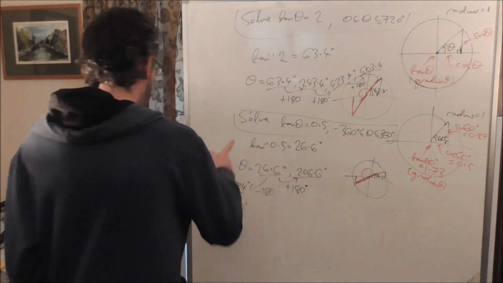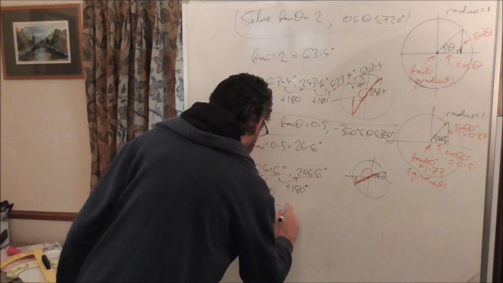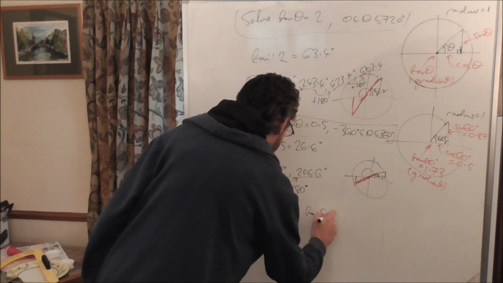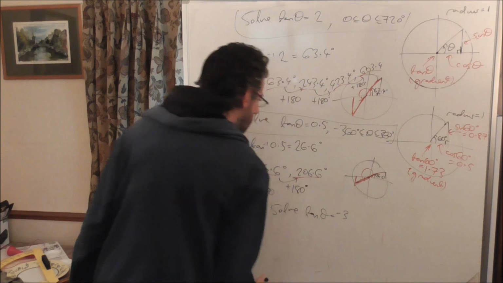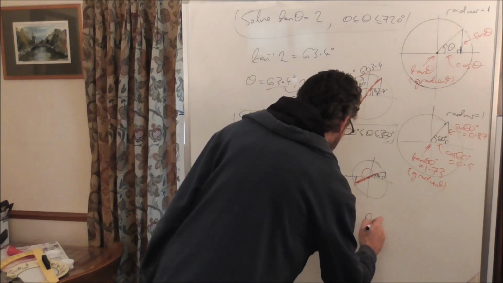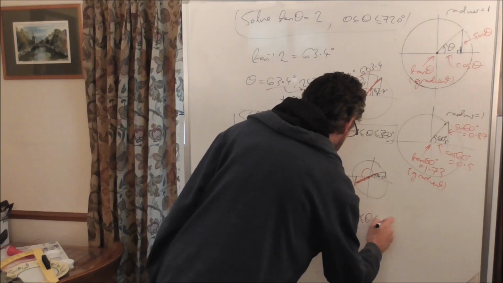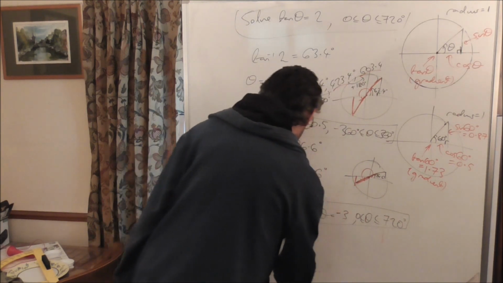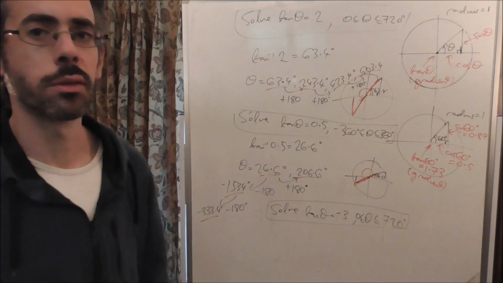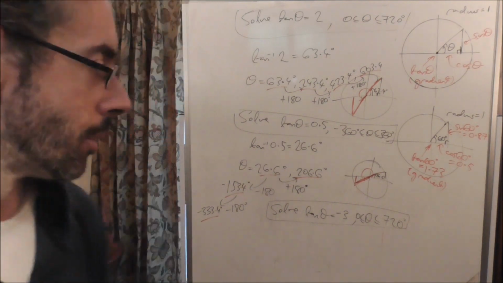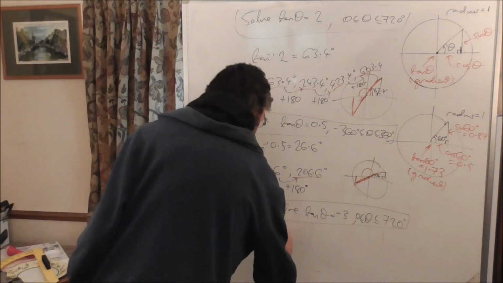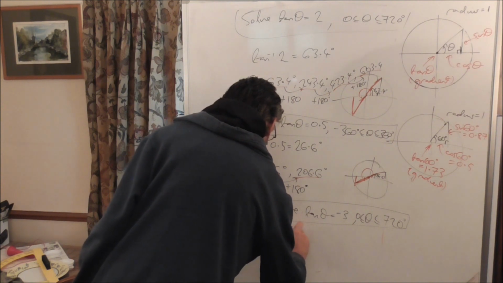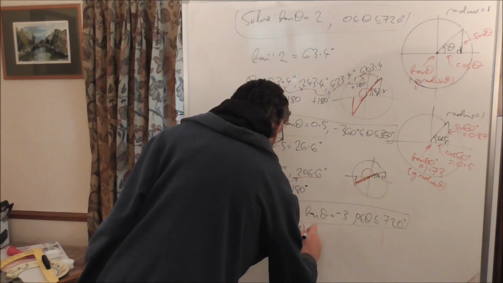So let's do one more tan equation. Let's solve tan theta equals -3. Let's look from 0 to 720. So this time we've got a negative number on the right hand side of the equation. It doesn't change anything though. To get the first angle you press inverse tan of -3.